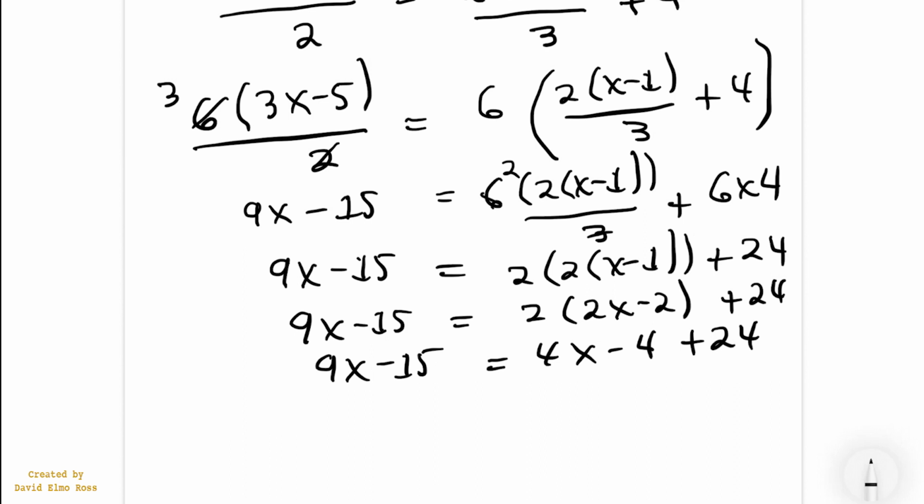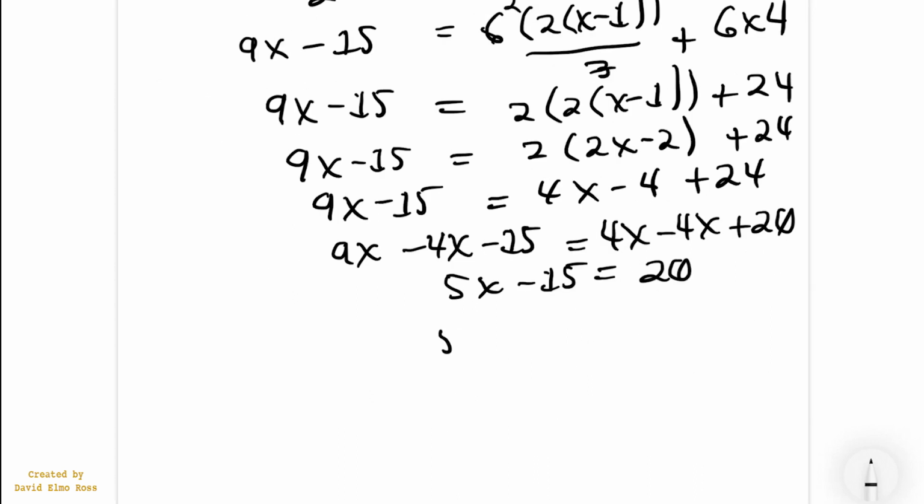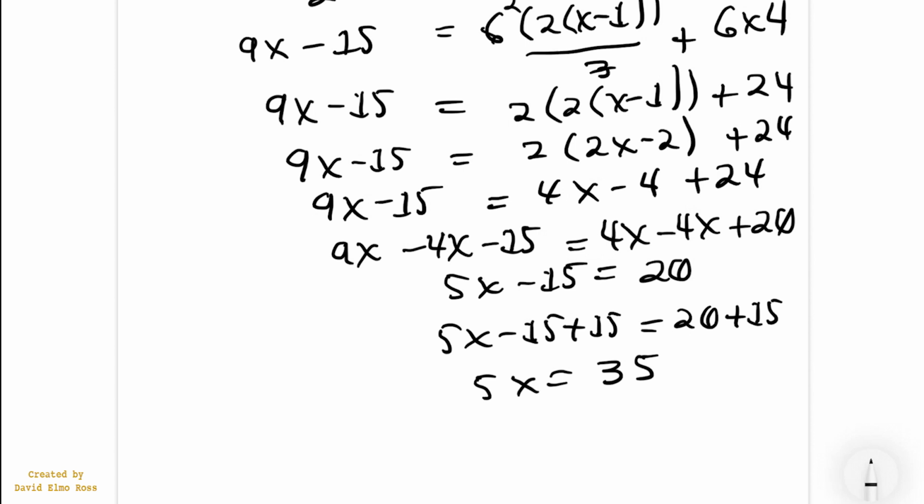So if we want to get the x's on the left side, we say 9x minus 4x minus 15 is equal to 4x minus 4x plus 20. So that gives us 5x minus 15 is equal to 20. If we continue on, we can say 5x minus 15 plus 15 is equal to 20 plus 15. So we got 5x is equal to 35. If we divide both sides by 5, we get x is equal to 7, which is our solution.